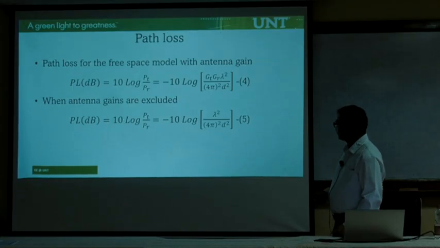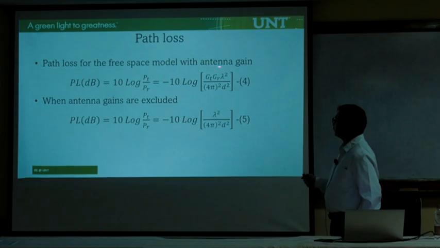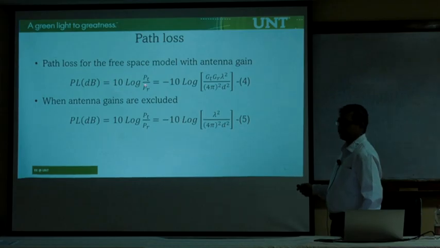Okay? All right. Now this idea of path loss for free space, including antenna gain. If you include antenna gain, it is in terms of dB, path loss equal to 10 log PT by PR.